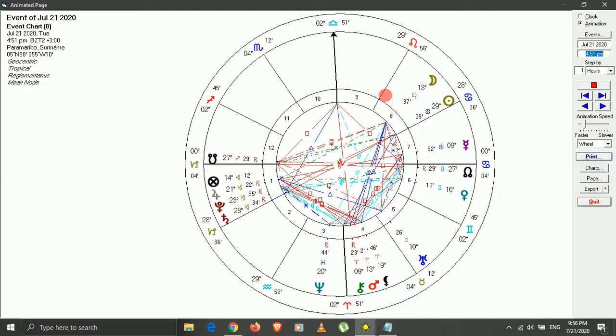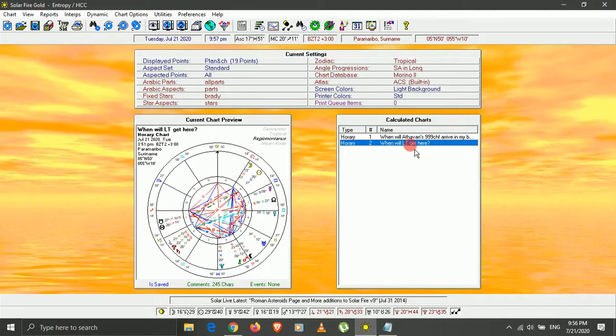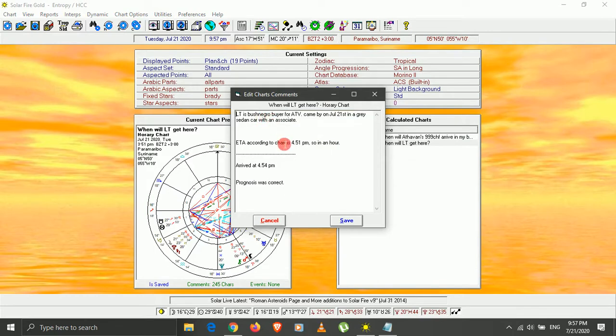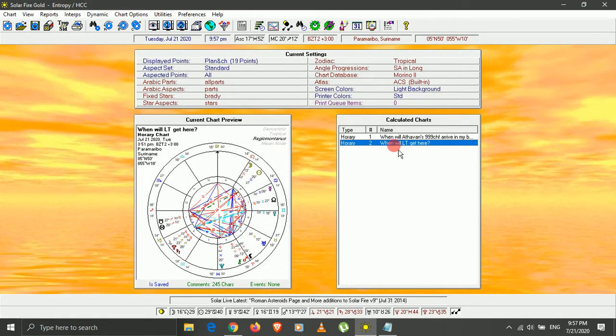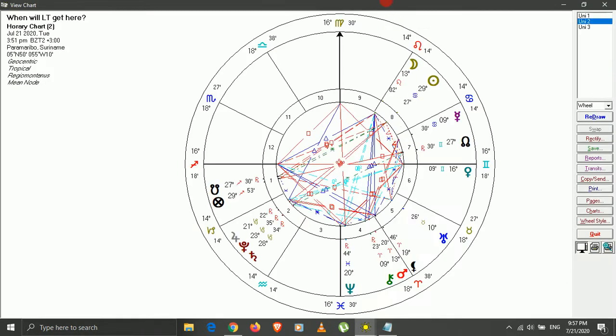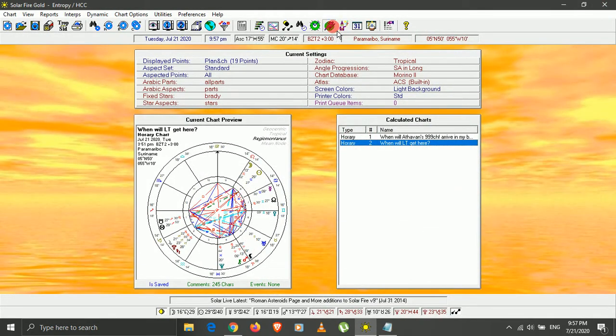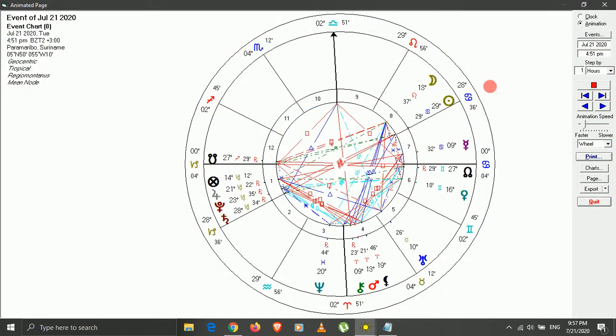So yeah, I still have the WhatsApp voice call that he called me to confirm the time. So yeah, all of this was correct. The appointment that I had with that person actually came through. The time at which I cast the chart is 3:51, and with animations, it's exactly an hour. And yeah, I have the WhatsApp voice call.